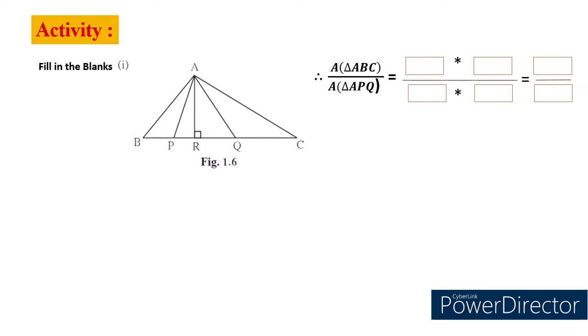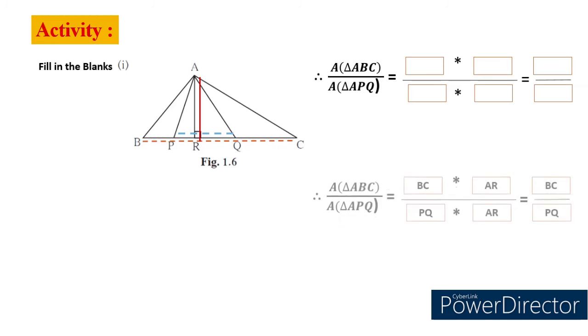So we are going to find the area of triangle ABC divided by area of triangle APQ. Okay, that means the height is the same. In both the triangles the height is the same. That means the ratio is based on the base of the corresponding triangle. So we can write the statement: BC is the base of your ABC and PQ is the base of your APQ. Now the height is common.